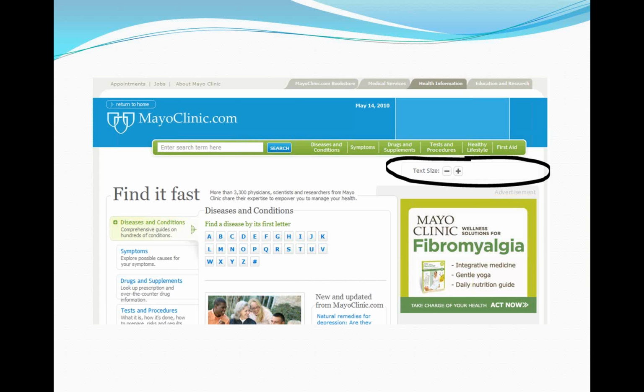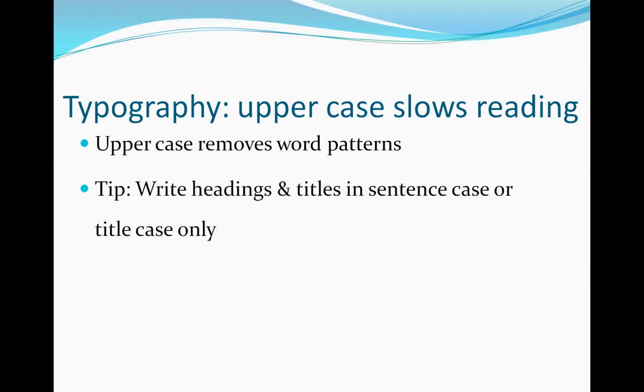So uppercase letters also slow reading. If you use all uppercase, please remove them, because uppercase removes word patterns. Just a tip, write your headings and titles in sentence case or title case only.